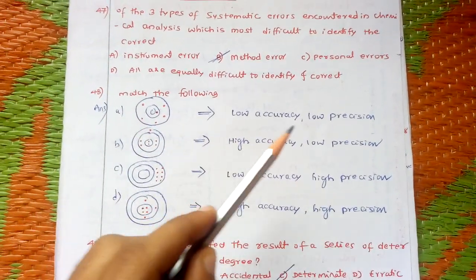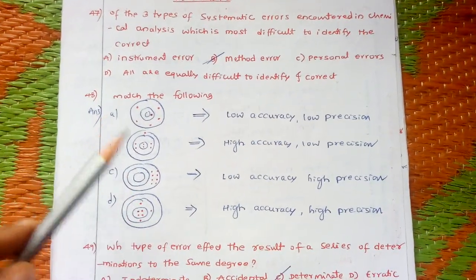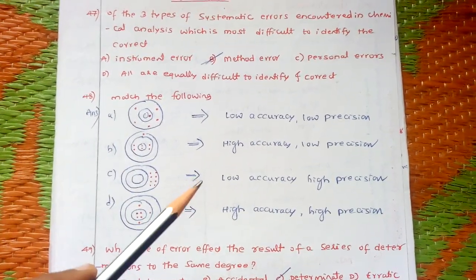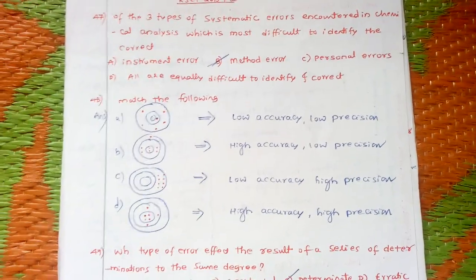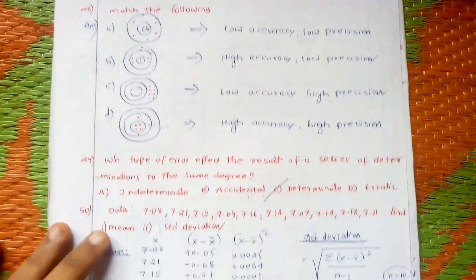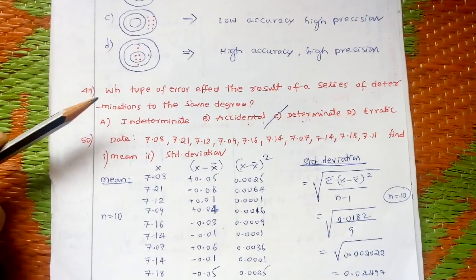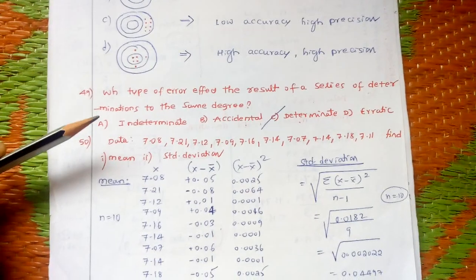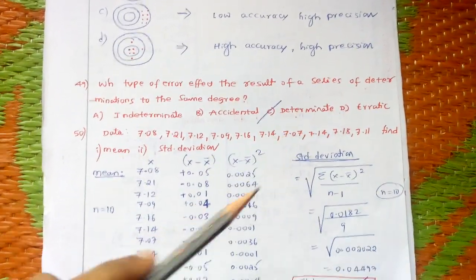This diagram is for low accuracy and low precision. Similarly, you see like this. For a detailed explanation, I have already discussed in my previous video about data analysis formula revision. You watch that video. Here, which type of error affects the results of a series of determinations to the same degree? Here the answer is determinate error.